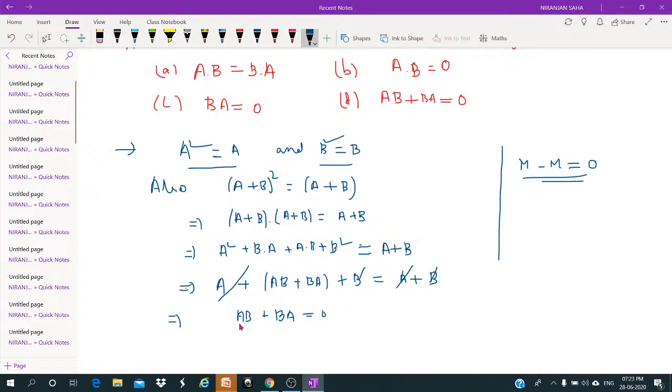Also, if we take this, then oppositely you can prove that you will get A plus B as an idempotent matrix. Both sides imply that. If we take AB plus BA equal to 0, then you will also get A plus B as an idempotent matrix. So D option is correct.